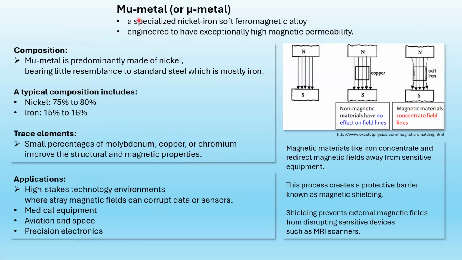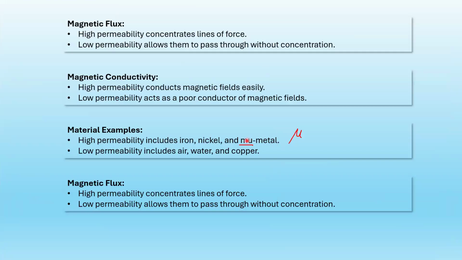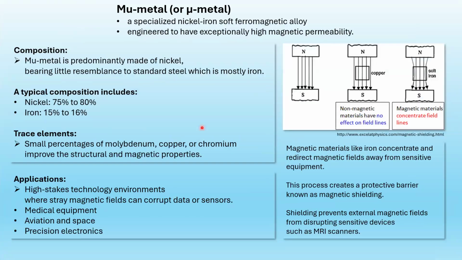What is mu metal? Mu metal, with the Greek letter mu, because I listed that here, so I thought I would explain that. What is it that I mean by this? A mu metal is a specialized nickel-iron soft ferromagnetic alloy engineered to have exceptionally high magnetic permeability.